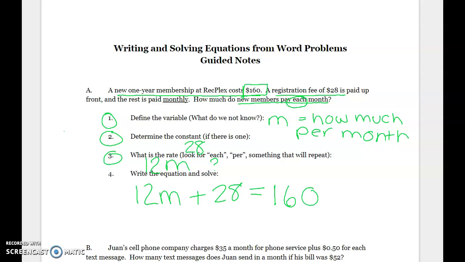Okay, and now I just want to solve this. So solving this should be relatively simple, right? This is what we've been working on all week. So my first step is to get rid of addition and subtraction. So I want to get rid of this plus 28. So I'm going to do the opposite of adding 28, which is subtracting 28. So I'm going to subtract 28 from both sides. And I get 12m equals 160 minus 28.